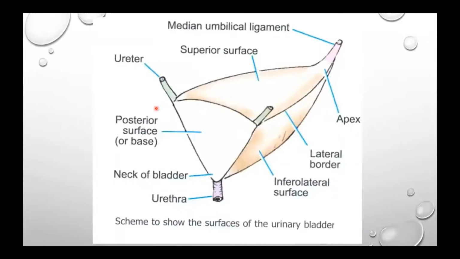So you can see in this picture, which is commonly seen in many textbooks, this is the superior surface, and here is the apex, which is connected to the median umbilical ligament, and this is the right inferolateral surface, whereas the left one is not seen in this picture. The posterior surface, or the base and neck, is below here. Then we have the two lateral borders here, and the one anterior border is here.